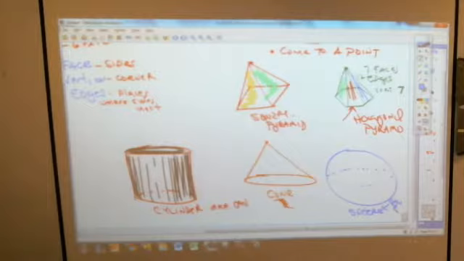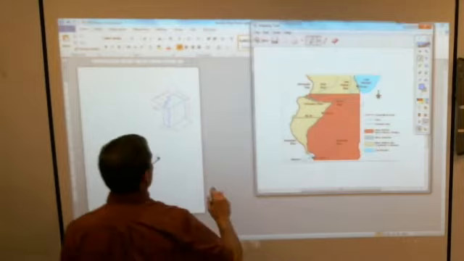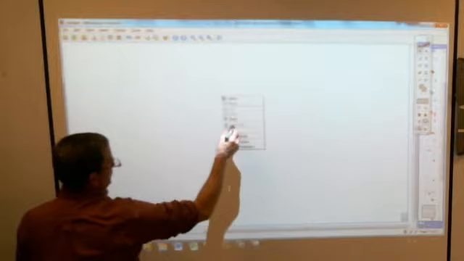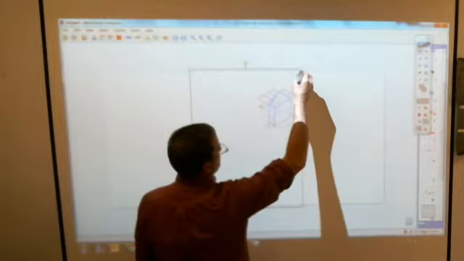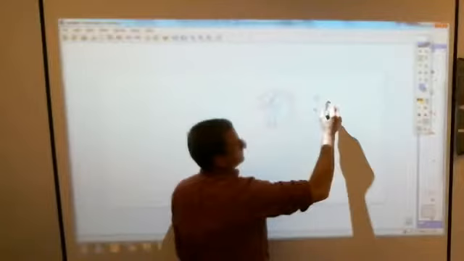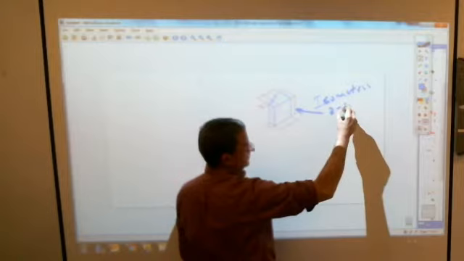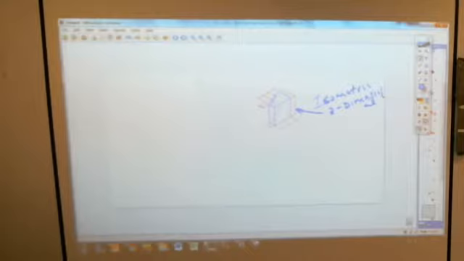You can put this in your notes and label on top of it. I guess we'll call this isometric. Let me see if I can pull one up here. Isometric. What they are talking about is the three-dimensional drawing of shapes. This little shape right here is an isometric drawing of, I don't know what you would call that thing. A stair. It is. Stairs, I guess, put on its side.